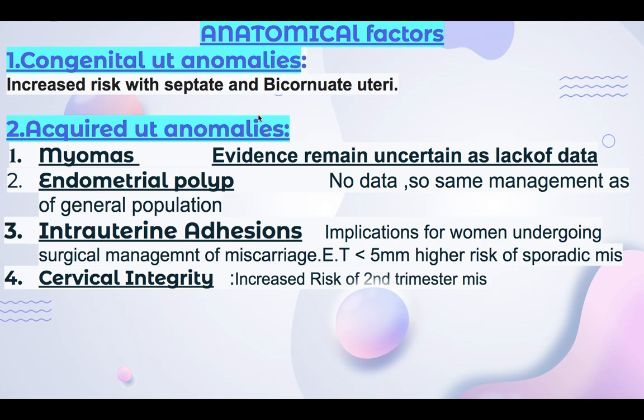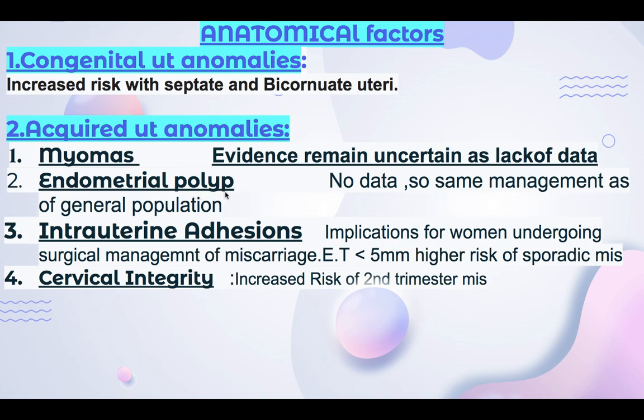What about the acquired uterine anomalies? Actually, it is uncertain due to lack of studies and lack of available data. So it is uncertain whether acquired uterine anomalies increase the risk of miscarriage or not, like myomas, fibroids, endometrial polyp, intrauterine adhesions, and cervical integrity. These have been discussed and studied, but still the evidence and data are lacking to make any certain recommendation. So evidence remains uncertain due to lack of data.